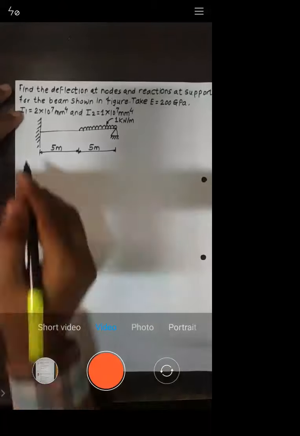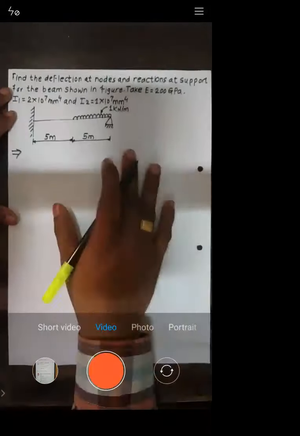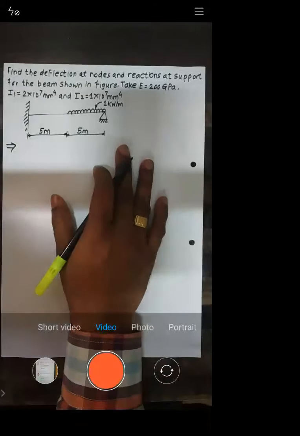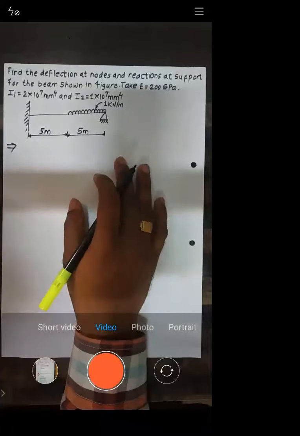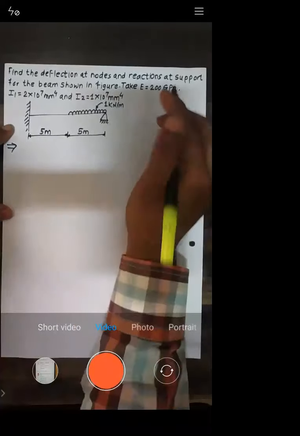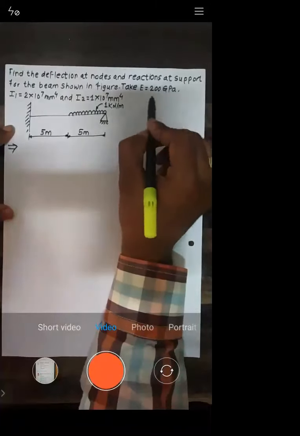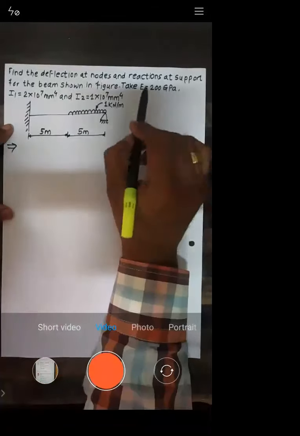Now this is the problem we are supposed to solve. The very basic step in FEA is discretization. You are supposed to discretize the system based on certain criteria. First is change in material. As you can see, a single value of E is given. That means for this entire beam, the material is the same.